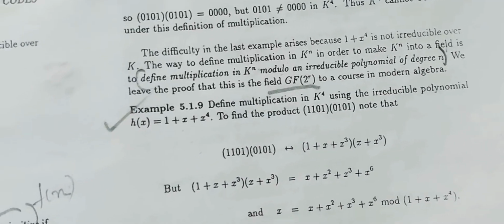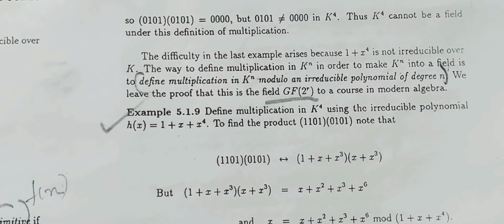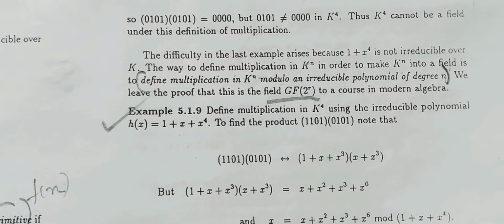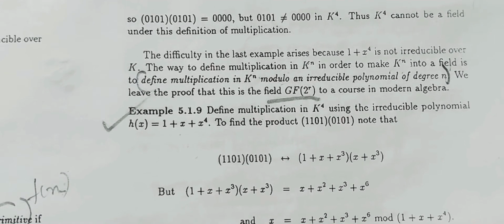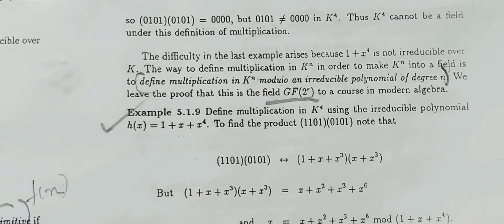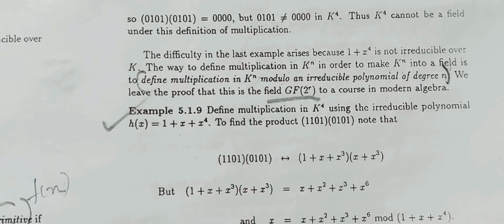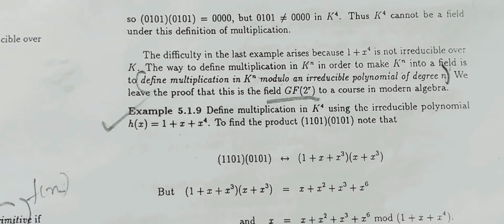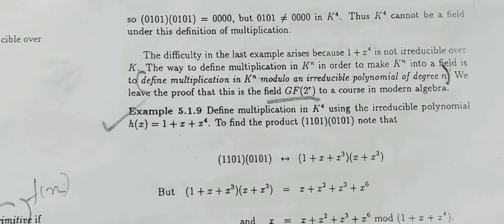Now, given an irreducible polynomial, we can construct a Gauss field from it. That is, in the next part we discuss the construction of Gauss field 2 raised to r. So that is what we define.